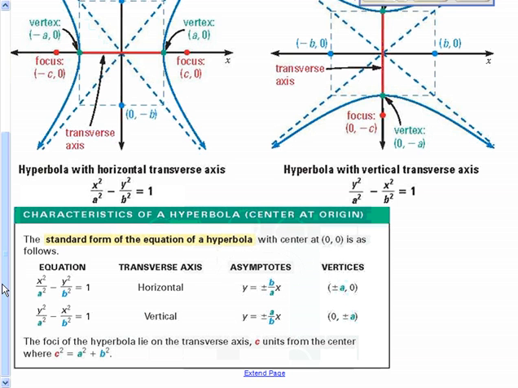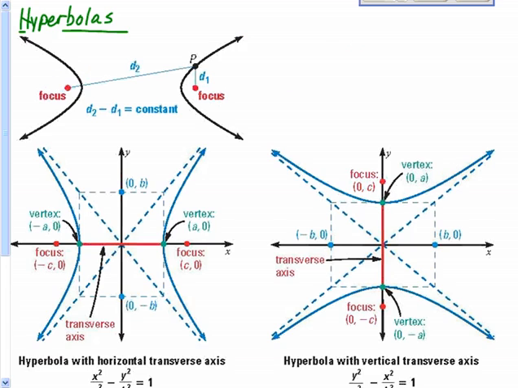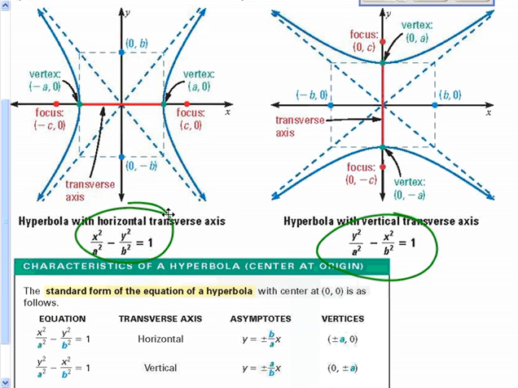So let's do a problem here. Draw the hyperbola given by. Now you're thinking to yourself, well, it's got to either look like x squared over a squared minus y squared over b squared equals 1, that's your first one right there, or it's got to be this other one, y squared over a squared minus x squared over b squared equals 1. So it's one of those two there.